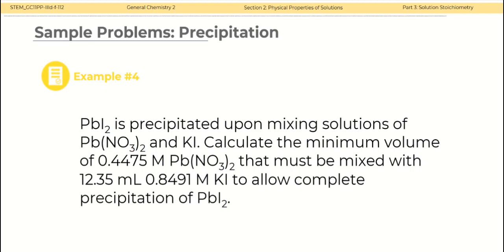Example 4. Lead 2 iodide is precipitated upon mixing solutions of lead 2 nitrate and potassium iodide. Calculate the minimum volume of 0.4475 molar lead 2 nitrate that must be mixed with 12.35 milliliters of 0.8491 molar potassium iodide to allow complete precipitation of lead 2 iodide.